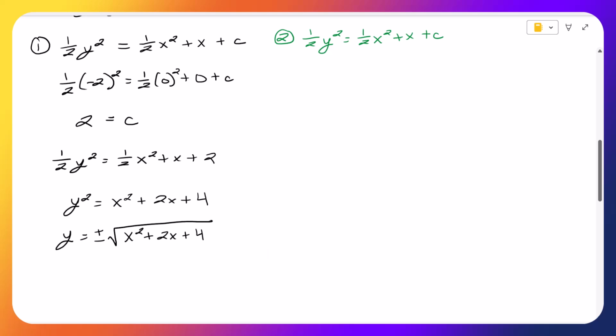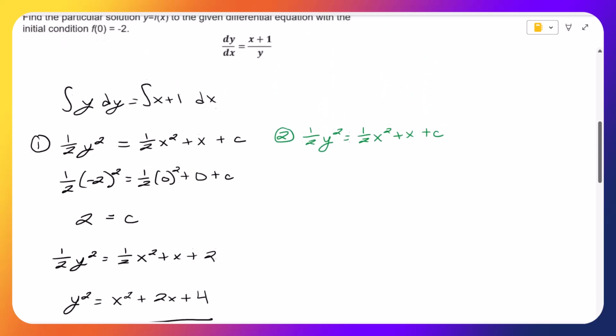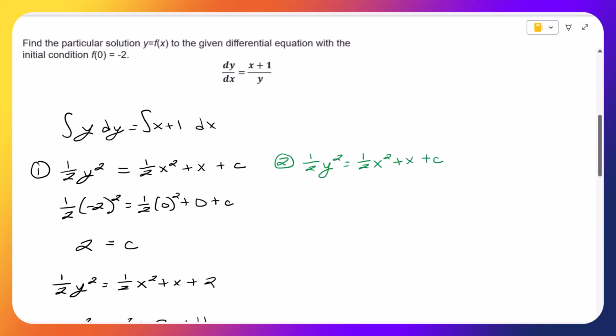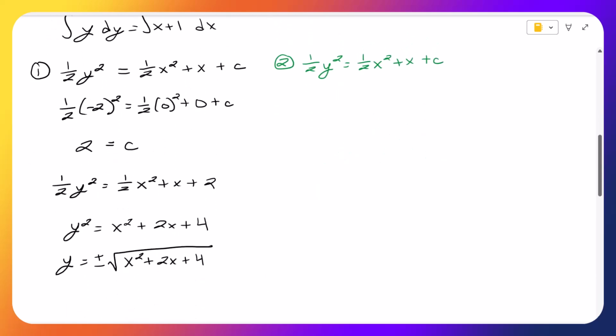Can we figure out if it's going to be plus or minus? Well, let's look at our initial condition. When x is 0, y is -2. So let's plug in 0 again here. This is just going to go to 0. This is going to become 2. And do we want positive or negative?